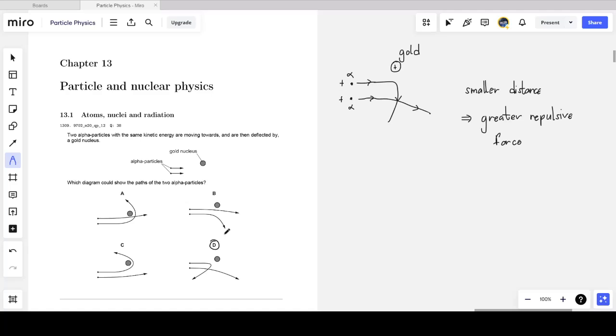But again, these are things that you have done before, and you have read through the alpha particle scattering experiment many times. If you need a recap on that, then watch my crash course on the topic of particle physics, where I cover the alpha particle scattering experiment as well.